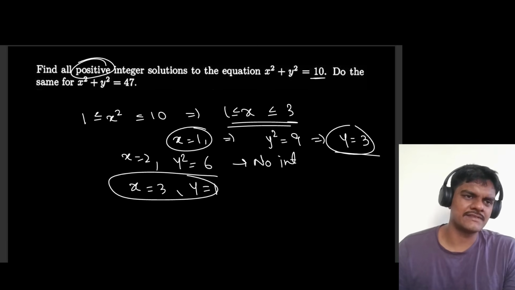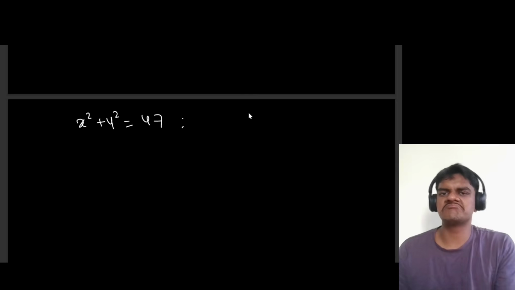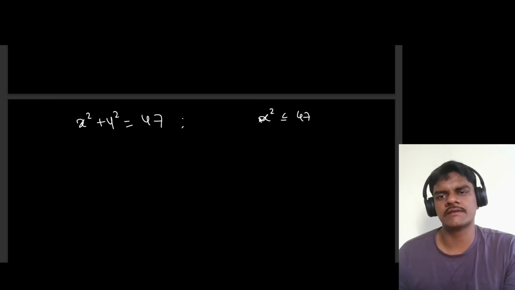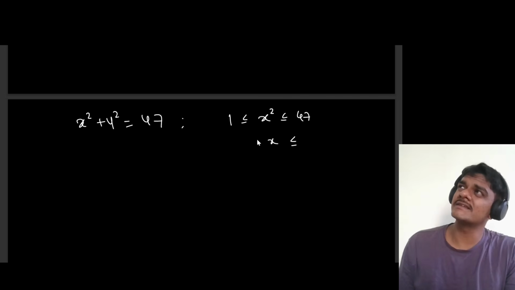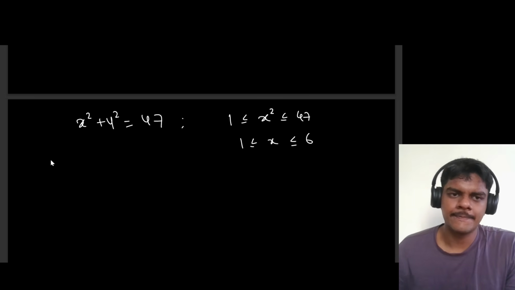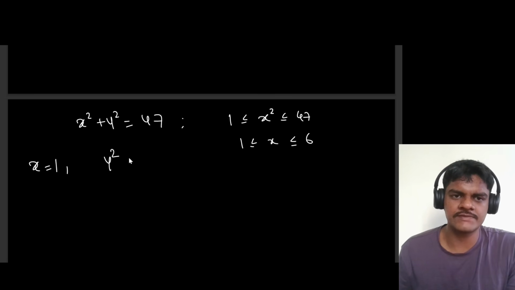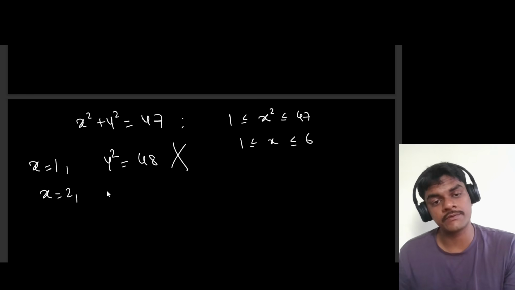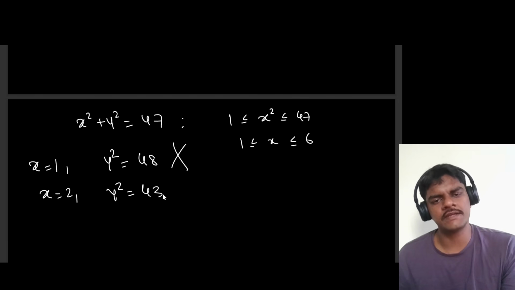This question is actually very easy. I don't know why I put this here, but anyway, you can look for x square plus y square is equal to 47. How do you solve this? What is the greatest value x square can have? X square is less than or equal to 47, greater than or equal to 1. That means x is less than or equal to, what is the greatest square? I think 36. So it is 6 and 1. So you keep taking cases. X equal to 1. So y square is equal to 48. No solution. X equal to 2. So it is 4. So y square is equal to 43. No solution.